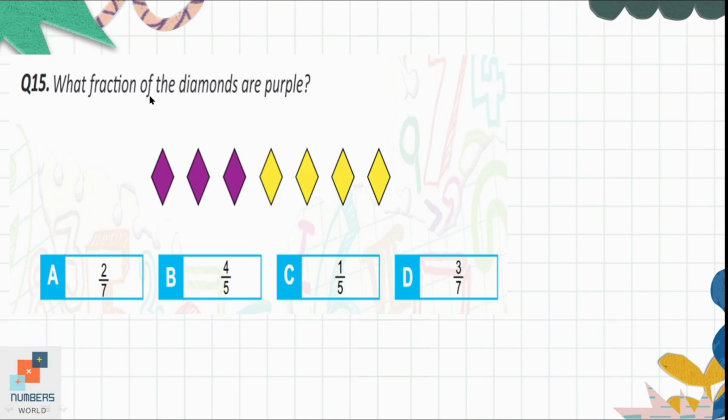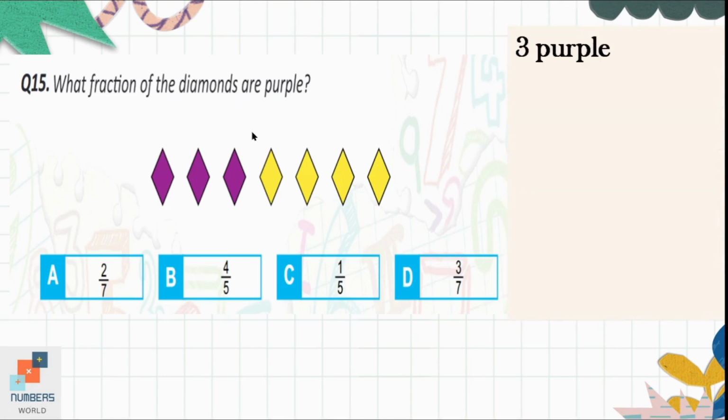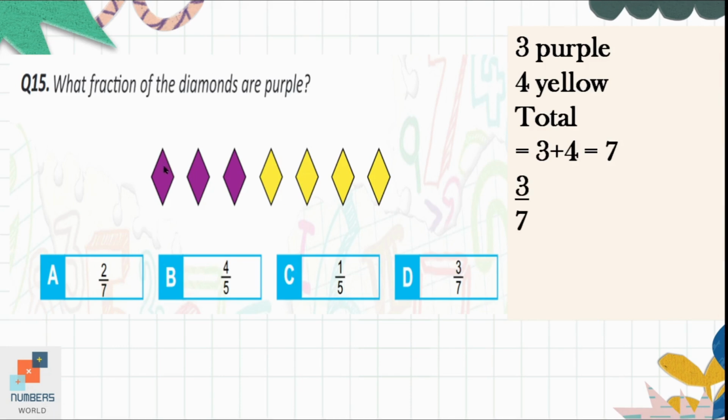Question number 15. What fraction of the diamonds are purple? We may see that there are 3 purple diamonds and 4 yellow diamonds. So the total number of diamonds is 7. So as we are interested in only purple diamonds, our numerator is 3 and we will divide it by the total number of diamonds, which is 7. So the fraction is 3 by 7. That is represented by option D. So the fraction of the purple diamonds is 3 by 7.